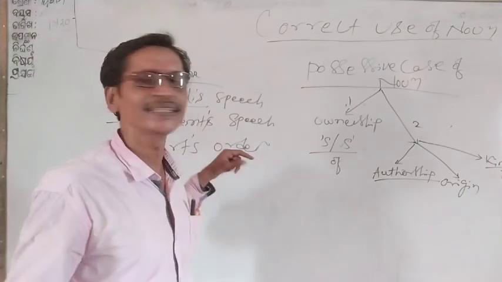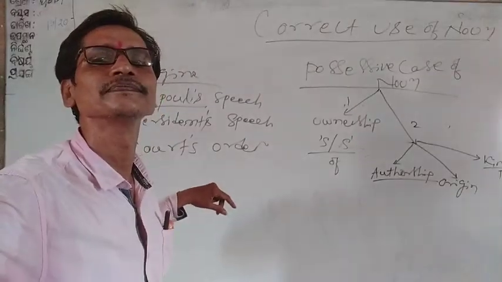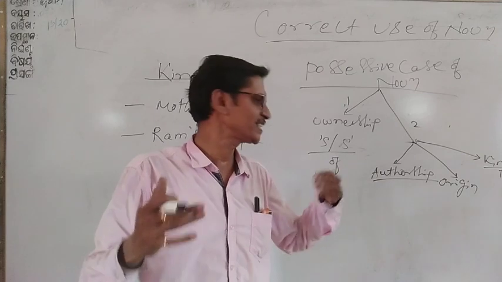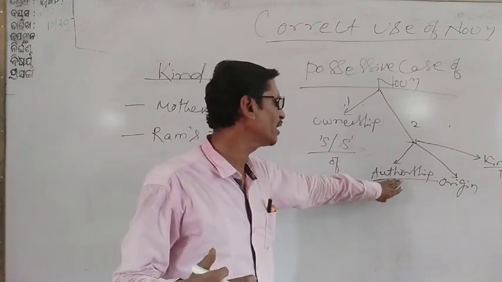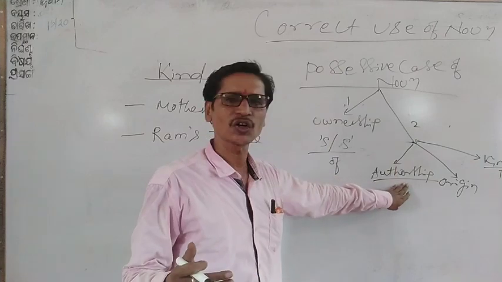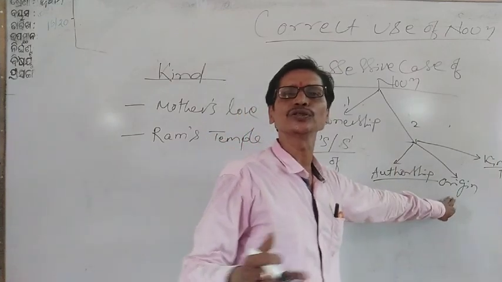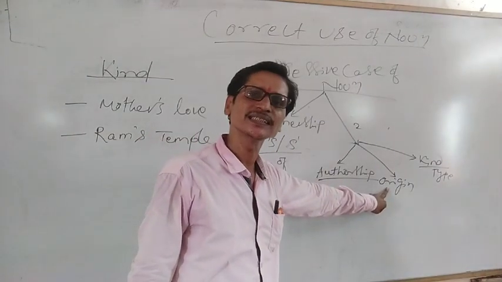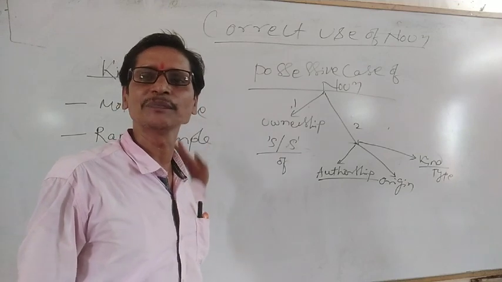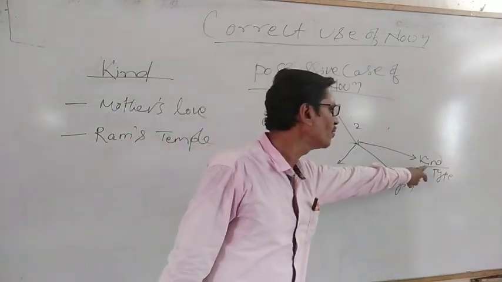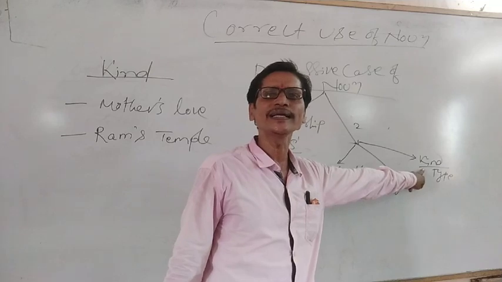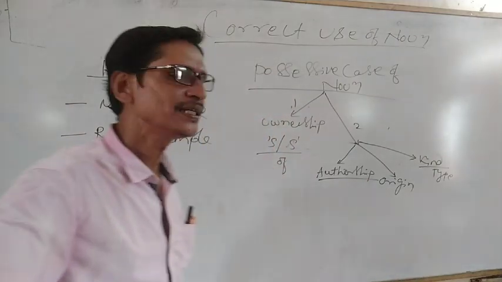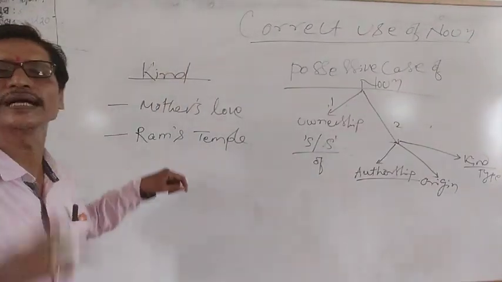Similarly, let's discuss the kind or type. Okay, so we understood how we make the possessive case of a noun when we are talking not only about ownership but also about authorship. We also understood how we make the possessive case of a noun when we are talking about the origin, and we have already discussed examples for them. Now we are going to discuss how we make the possessive case of a noun when we are talking about the kind. Just see here, I have given two examples.